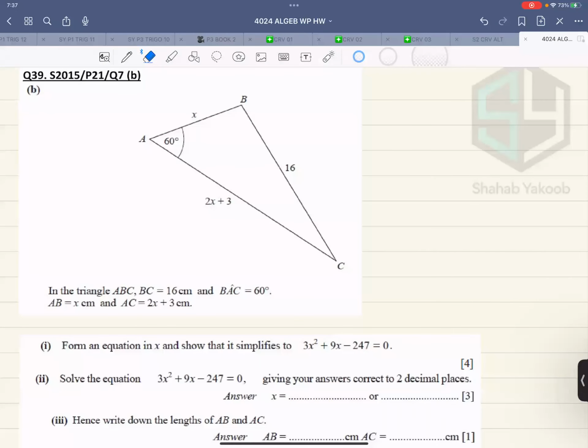Let's look at this question. This question is about trigonometry, and this question is about quadratics. Let me first label the diagram, and then I'll start reading.